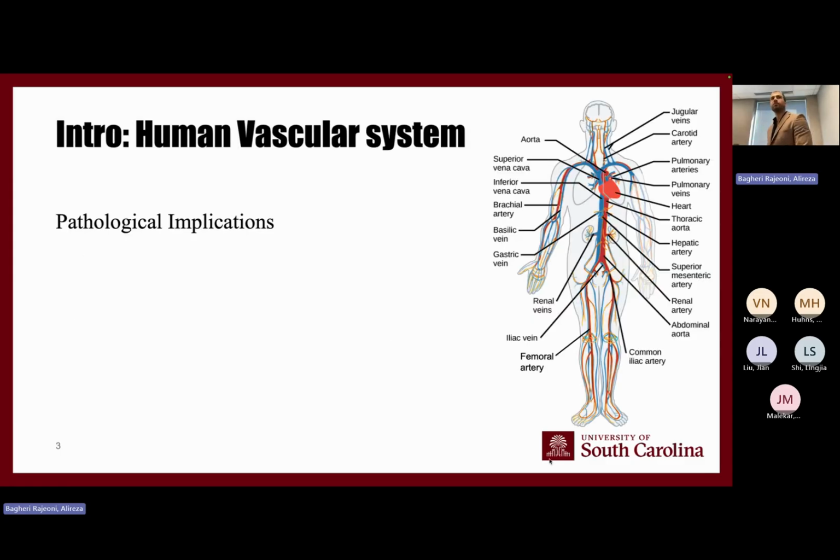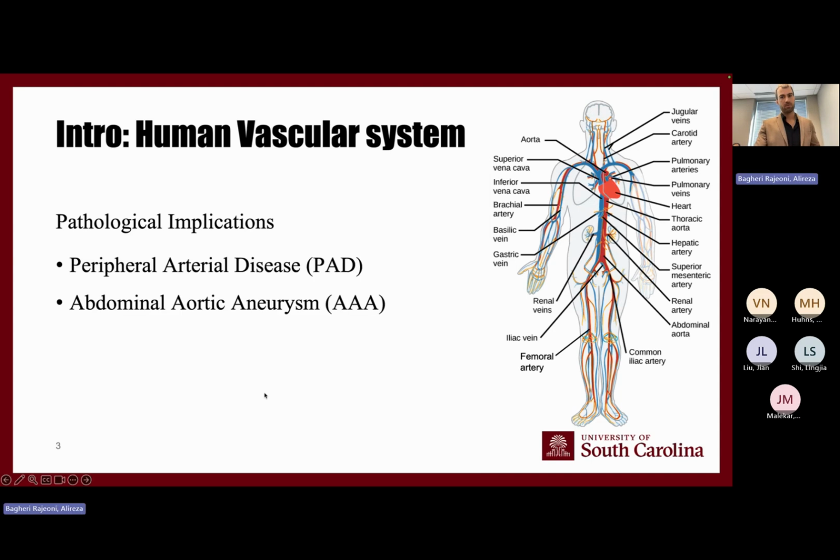So the human vascular system plays a crucial role in our body. It carries blood from our heart to our tissues. Any pathological implications in this system are critical. Two of these pathological implications are peripheral arterial disease, or PAD, and abdominal aortic aneurysm, or AAA.